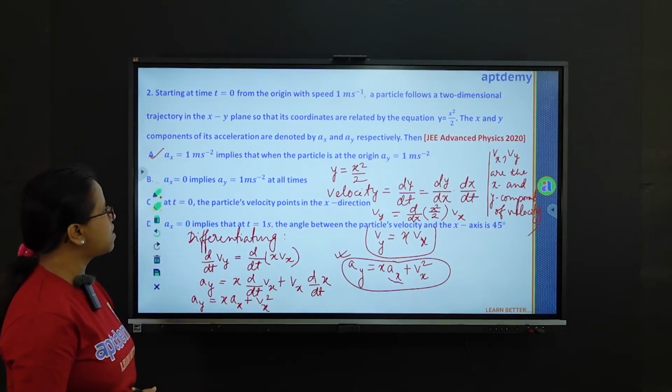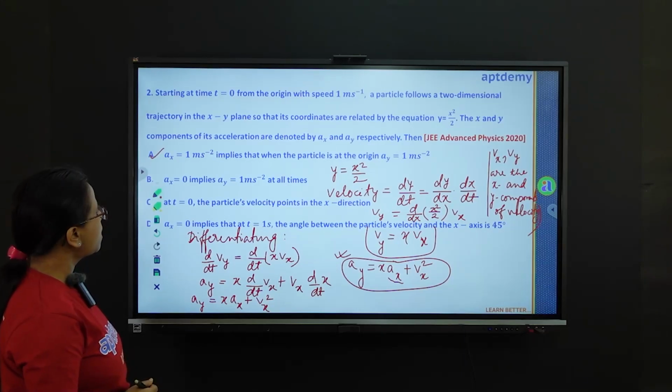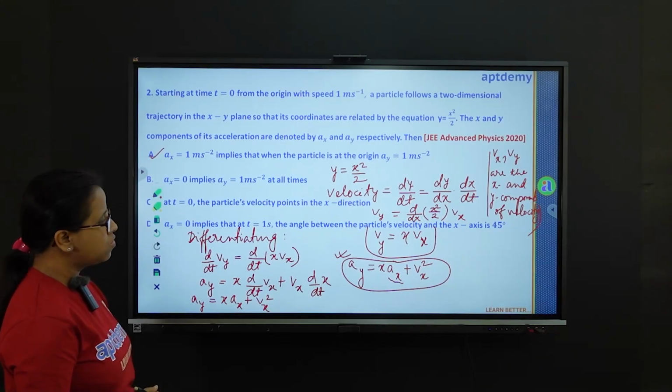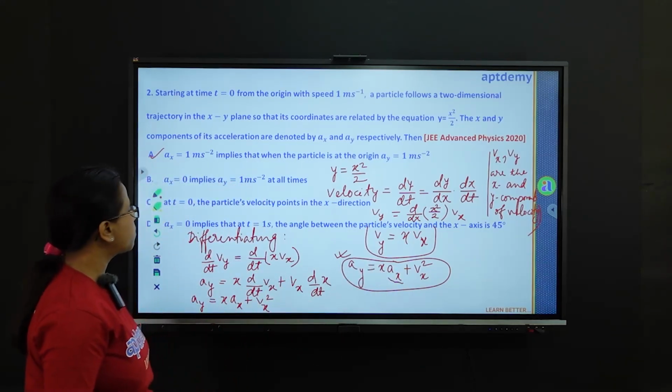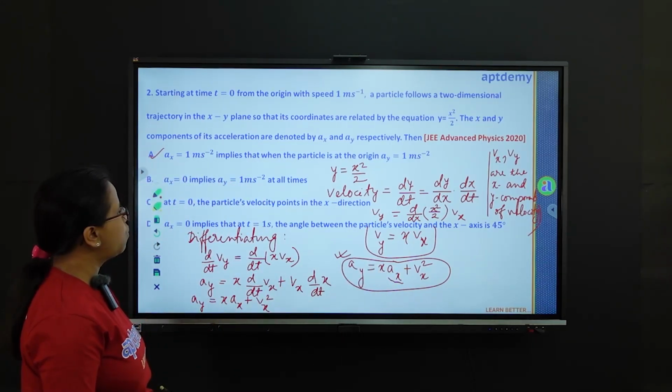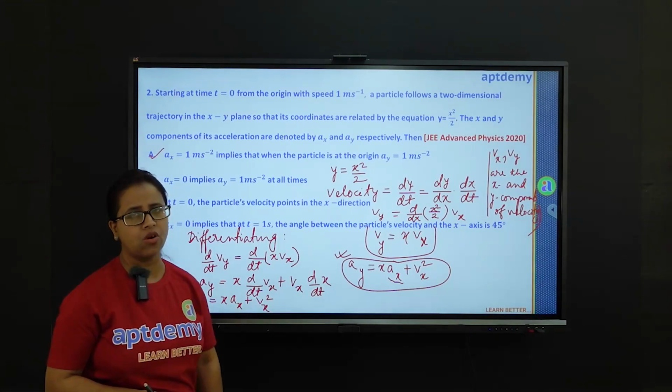Now let's analyze the second option as well. Ax equals 0. So ax is 0, that means this first term vanishes. This implies ay equals 1 meter per second square at all times. So this is also true.